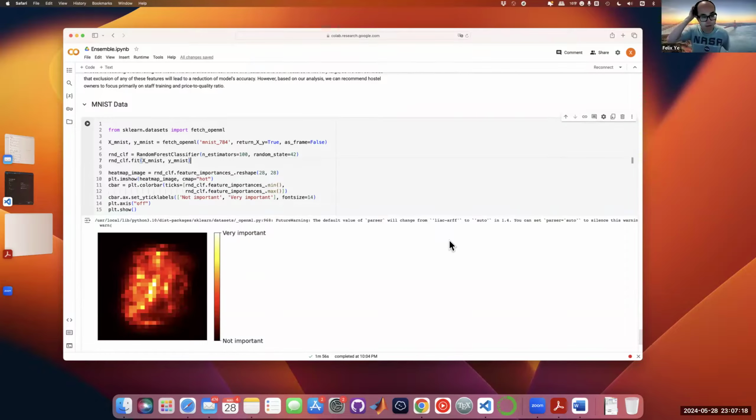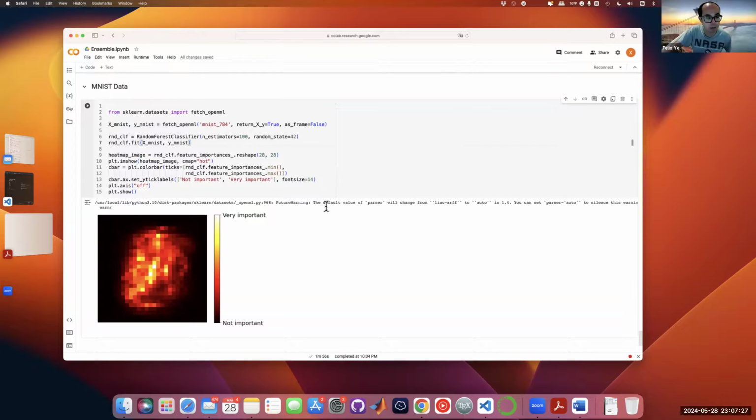You can also work that on the MNIST data set as well. This will take a little while to run. From here, it basically says I want to use the random forest of 100 decision trees on the MNIST data set. Then we get these feature importances. Then I'm going to reshape this into 28 by 28, as I want to plot which pixels are more important and which pixels of the image are less important.